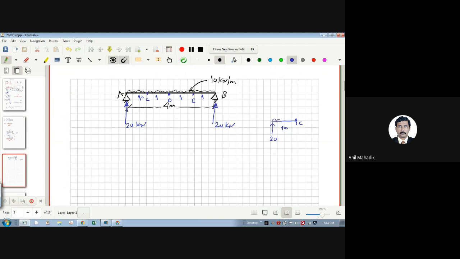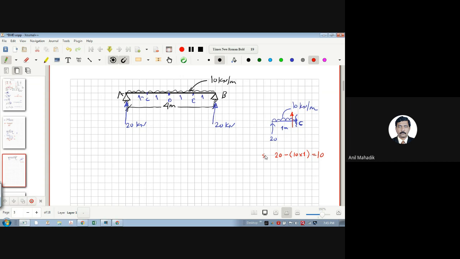And there is again a force here. How much is the force on the left side of point C? Now tell me, what is the shear force here at this point? Summation of the force. So this 20 will be plus 20 minus 10 into 1. That is all the force, this is upward and this is downward. So what is this value? 10, which is positive. So positive means upward.